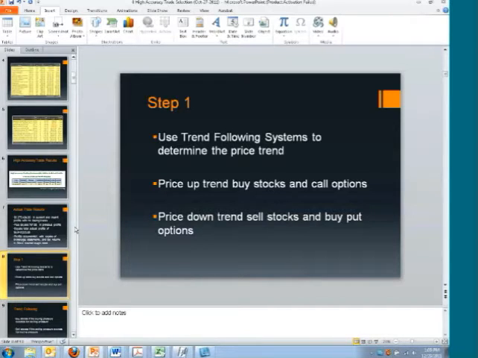Step one is to determine the price trend. And if the price trend is up using our trend following systems, then we want to buy stocks and buy call options. And if the price trend is down, we want to sell stocks and buy put options. And we do have short positions in the stock portfolio and the option portfolio, and we'll talk about that too. So we use the same trend following systems to take both long and short trades.